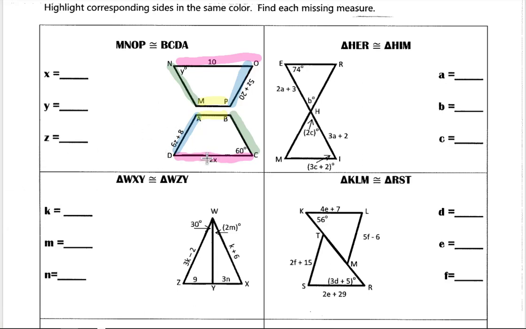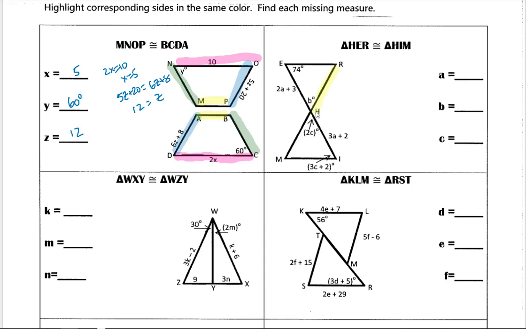So looking at the blues, we can set the two blue expressions equal to each other. Using the pinks, 2x is equal to 10 gives us x is equal to 5. Putting the blues together, we get z is equal to 12. And then what else can we do? With the 60 and the y, those are corresponding. So y is equal to 60.